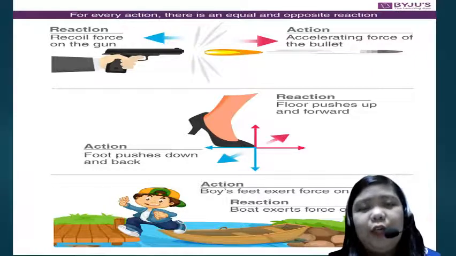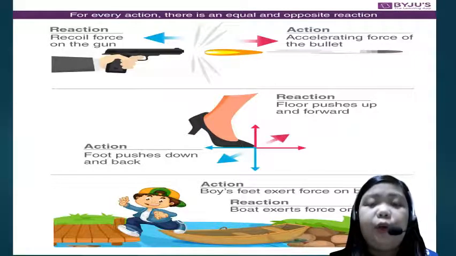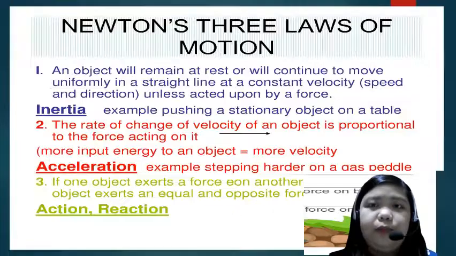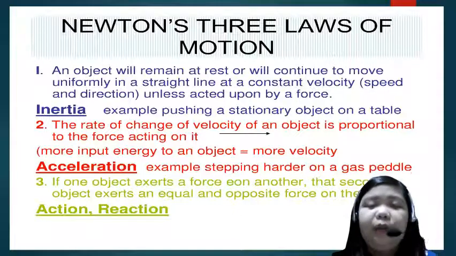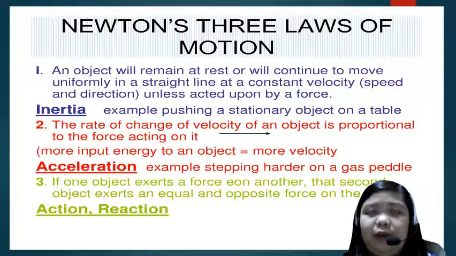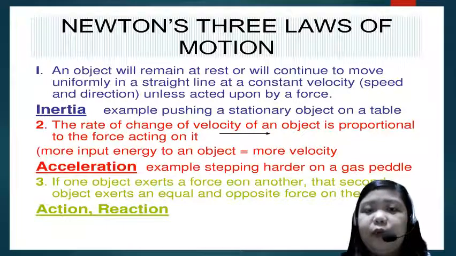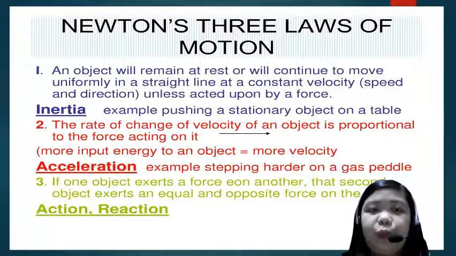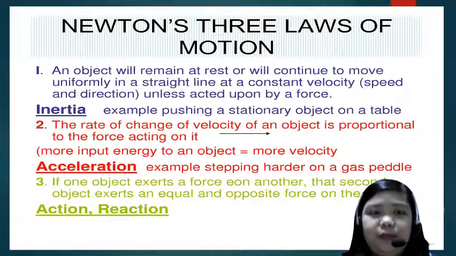Okay, so that ends our discussion for Newton's three laws of motion. So to sum up, I have here a summary of Newton's three laws of motion. Number 1, an object at rest will remain at rest unless an external force acts upon it, or an object will continue to move uniformly in a straight line at a constant velocity with the same speed and direction unless acted upon by a force, and that is the law of inertia.